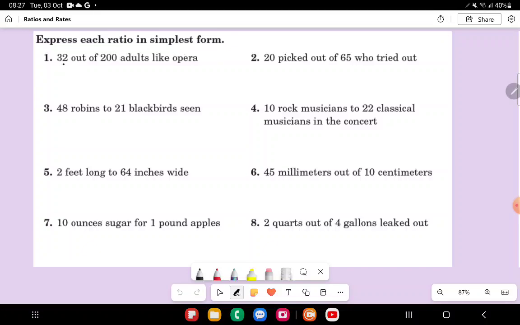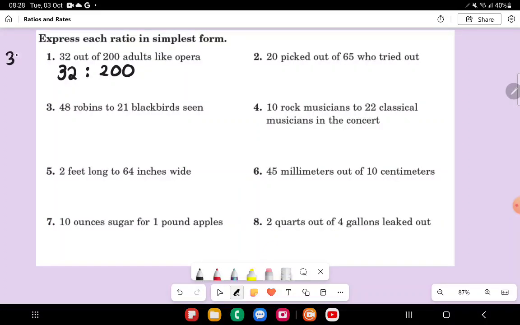Question number 1 says 32 out of 200 adults like opera. If I was to write this sentence in a ratio, I would write 32 colon 200. 32 to 200. A ratio of 32 out of 200. You could also write a ratio as a fraction, as in 32 out of 200. But obviously we call that a fraction, whereas the one with a colon is called a ratio. However, this is not the simplest form.